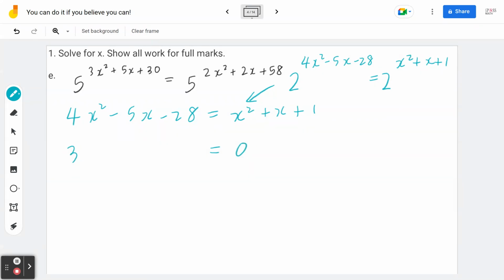4 minus 1 is going to be 3, so 3x squared. To stay organized, you can cross them out in pairs. Negative 5x minus x is going to be negative 6x. And if you think about negative 28 minus 1, that's going to be minus 29.